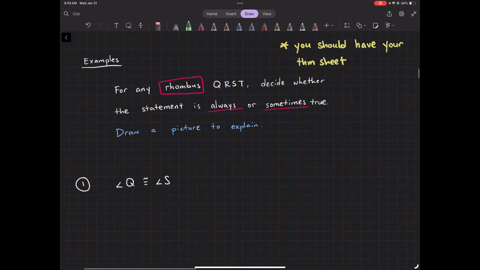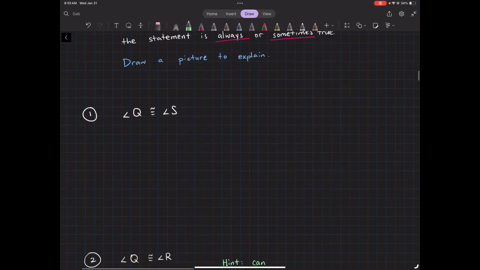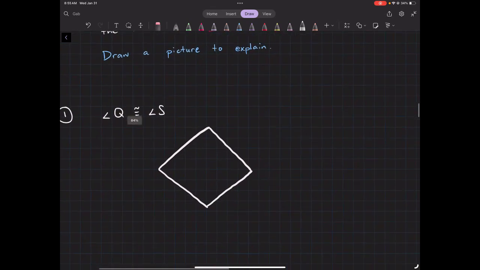Okay, so for the example, they tell you it's a rhombus and it is called QRST. The way I'm gonna draw the rhombus is, you can just draw anything like this. Okay, so it looks like it. I'm gonna make it a rhombus. So a rhombus has all congruent sides.